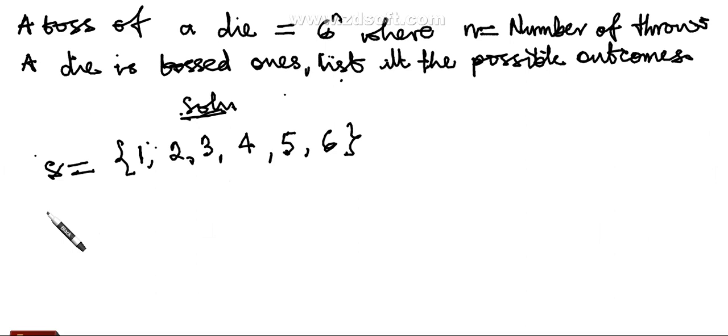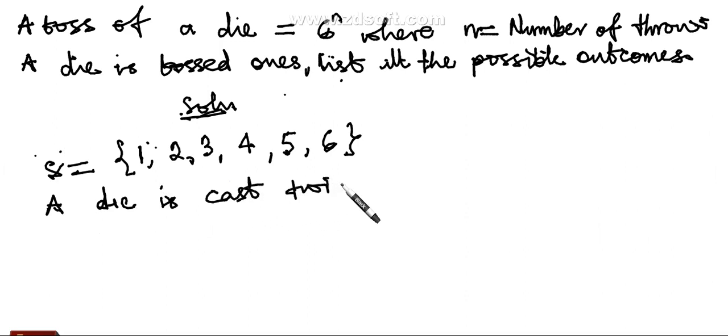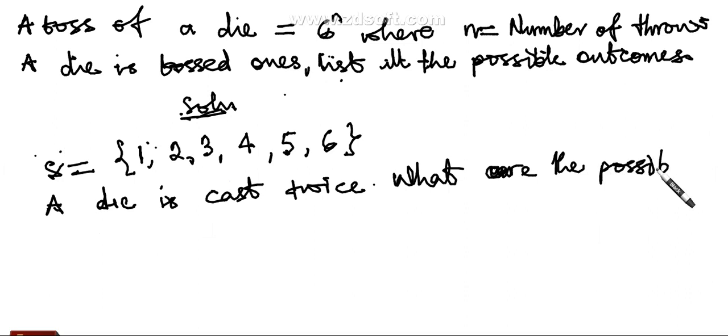Now a situation whereby the die is tossed twice. Let's say a die is cast twice. What are the possible outcomes?